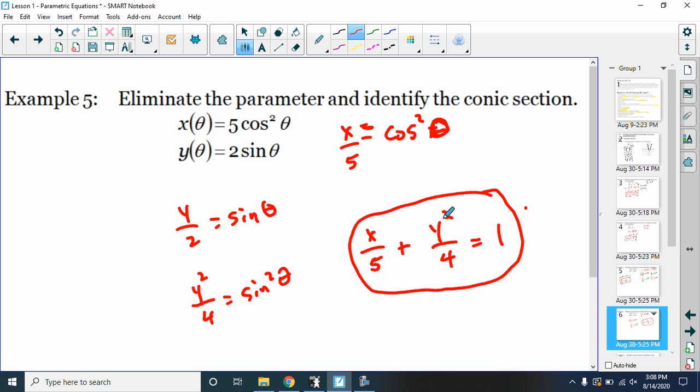Notice here that y is squared, but the x is not. Therefore, it is a parabola. It should open sideways, either left or right.